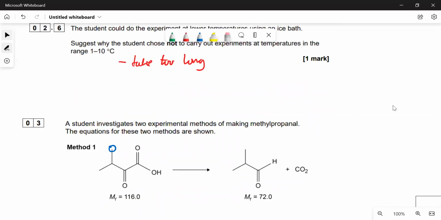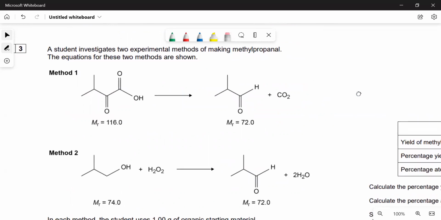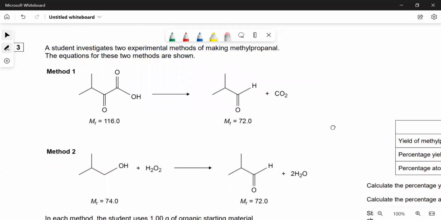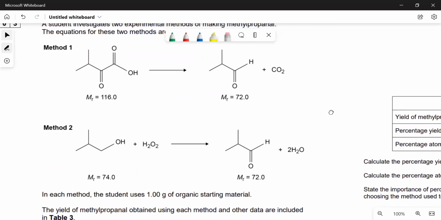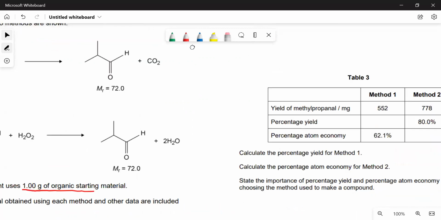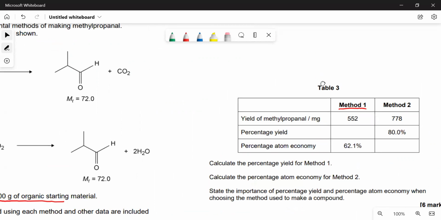Right, now, this question is about organic synthesis. Two ways of making methyl propanol, and I think they're going to get us to think about percentage yield and also about atom economy. In each method, the student uses 1 gram of the organic starting material. Here is this table over on the right. Calculate the percentage yield from method 1. This is what we're going to do first of all.